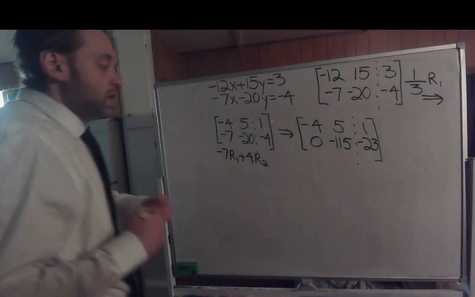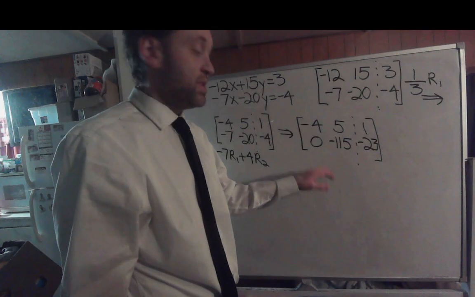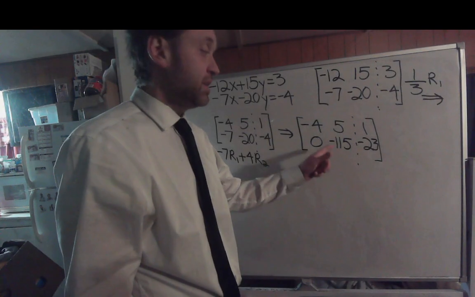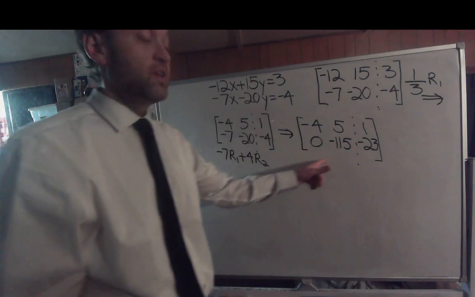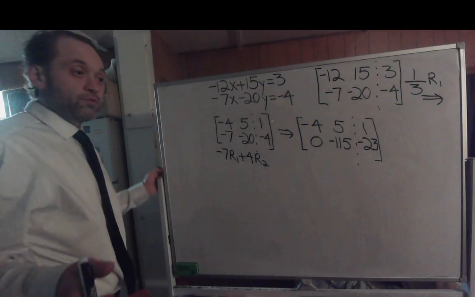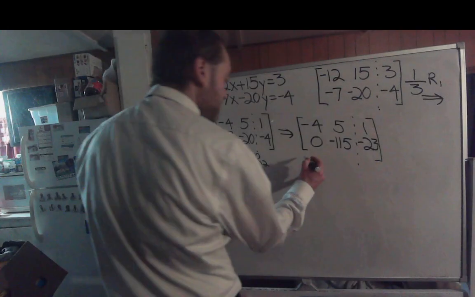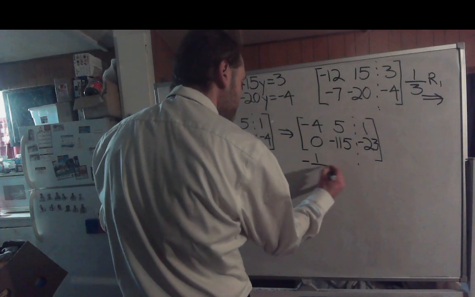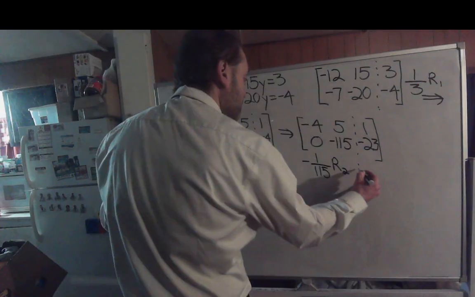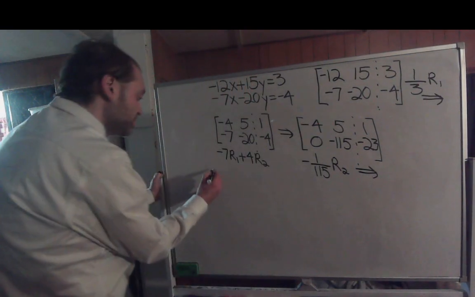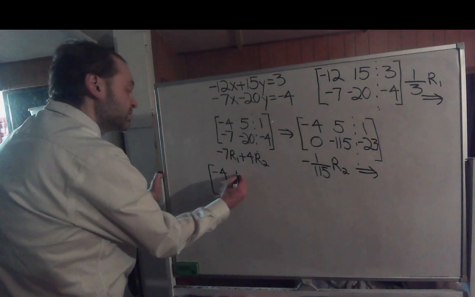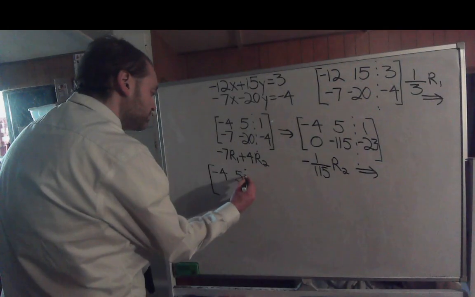Well, what's great, we have a 0 in the second row for our first entry, but we need to make the leading digit a 1 instead of negative 115. So we're going to have to divide the second row by negative 115. So take negative 1/115 times row 2. We should get another matrix then. So leave your top matrix alone for a minute. The negative 4, 5, and 1.